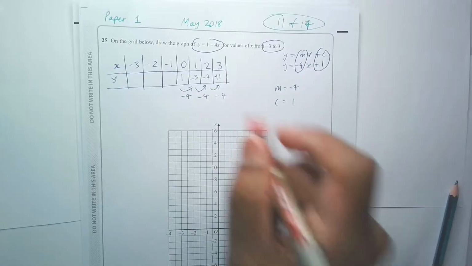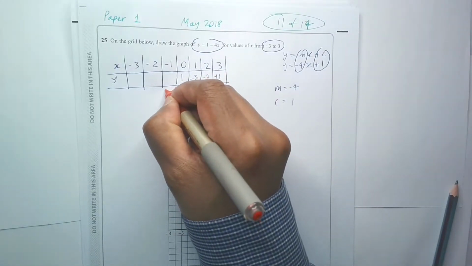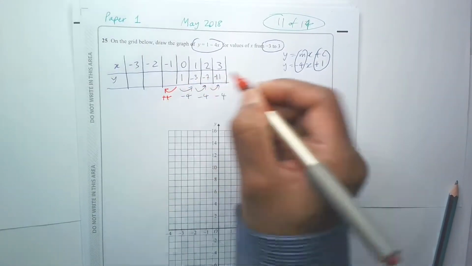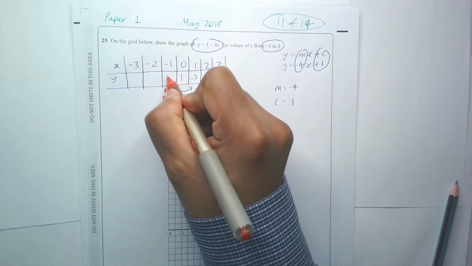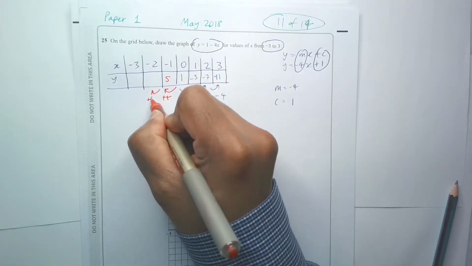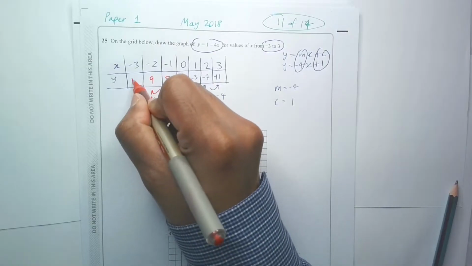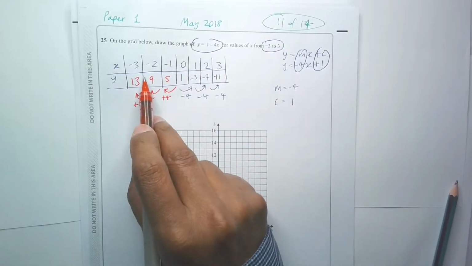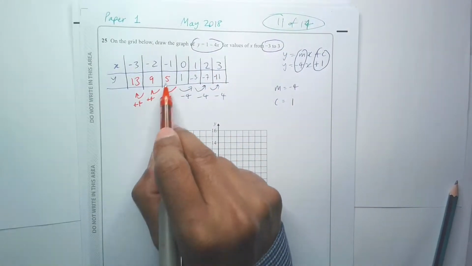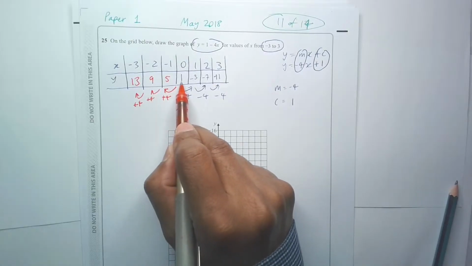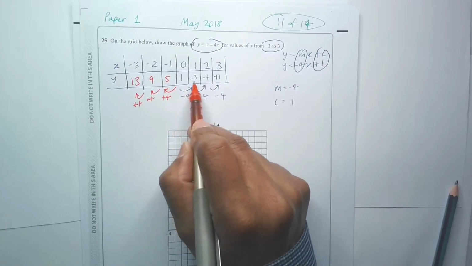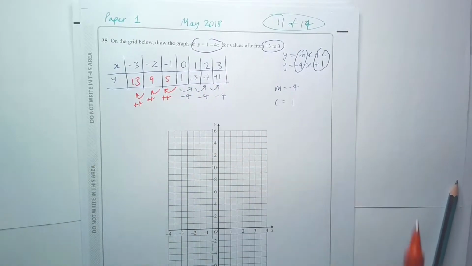Now I'm going the other way, which means I'm going to be doing the opposite, which is plus 4. Just be careful. 1 plus 4 is 5. Plus 4 is 9. Plus 4 is 13. And I'm just going to check 13. Take away 4 is 9. Take away 4 is 5. Take away 4 is 1, take away 4 is minus 3. So they do match. So I've got that correct.